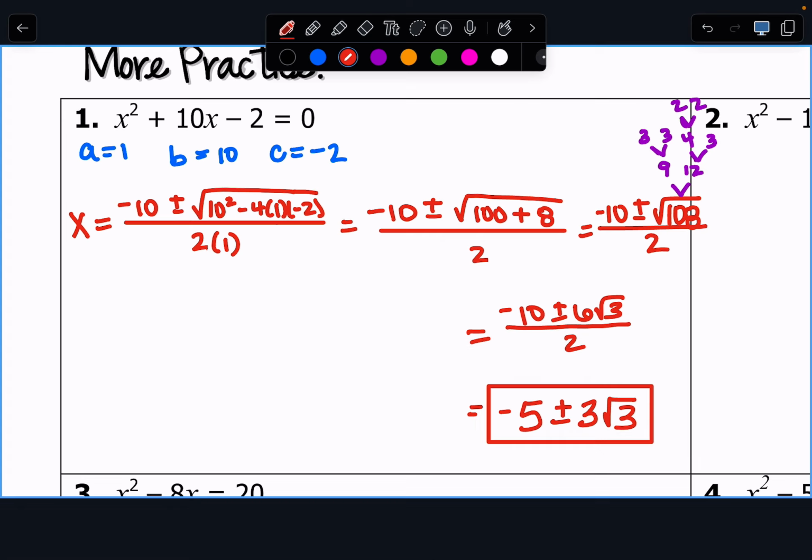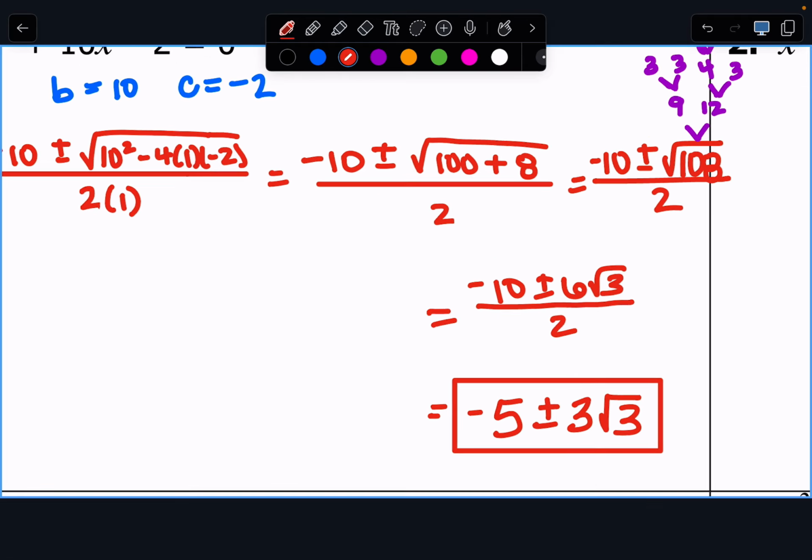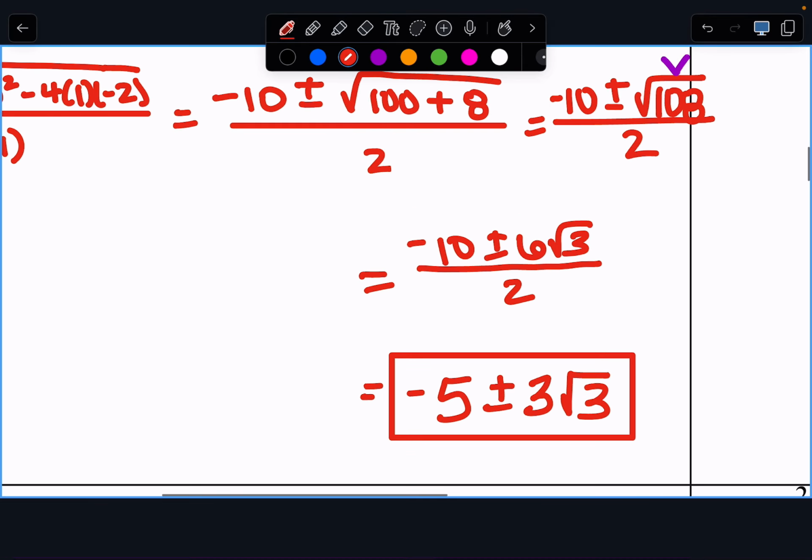Negative 5 plus 3 radical 3 is 1, 0. Negative 3 minus 3 radical 3 is 1, 0. So I know how you got the negative 5. Mm-hmm. And I'm pretty sure I know how you got the negative 3. But where would you get the radical 3 from? So I have negative 10 divided by 2, it's the negative 5, plus or minus 6 radical 3 over 2.